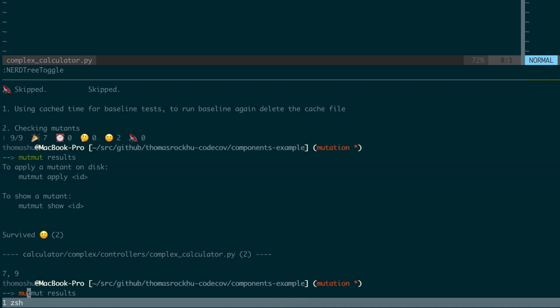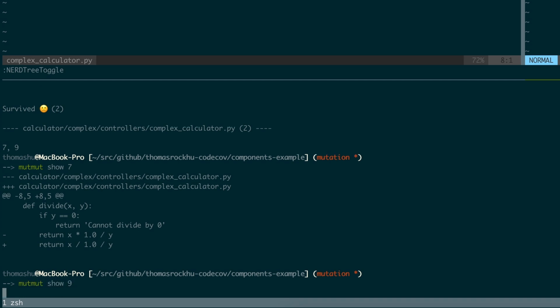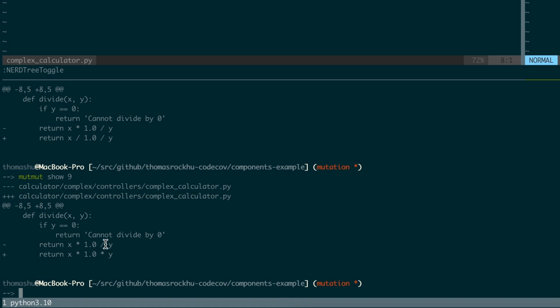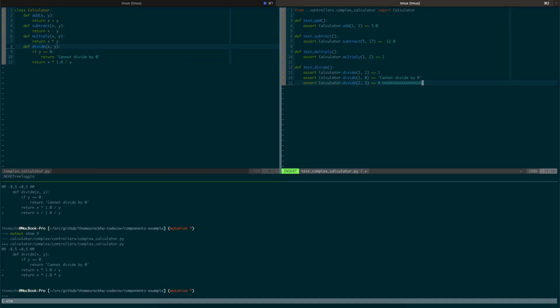Let's take a look. The first issue shows that we could divide by 1 or multiply by 1. And this makes sense because we can kill the mutant by casting x to a float. But the second issue is much worse. We see that we can multiply by the denominator instead of dividing and still get the same result. We're missing a test that will handle a simple use case. And by adding in that test, maybe 2 divided by 3, we can ensure that our test suite is better suited to handle future code changes.